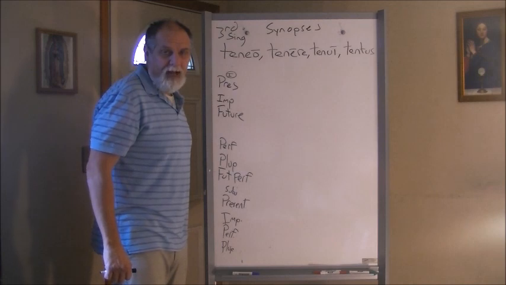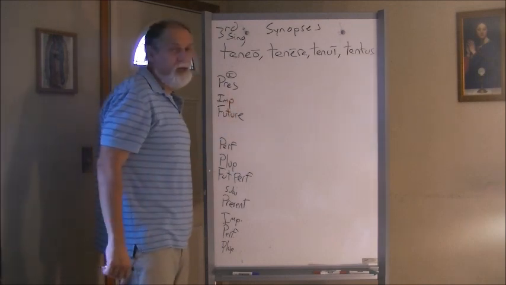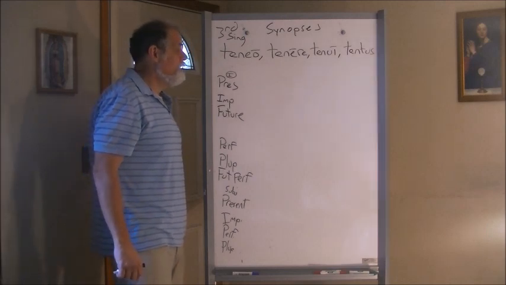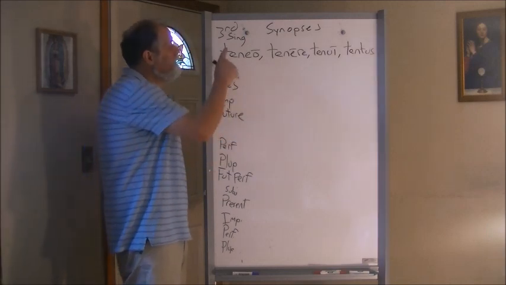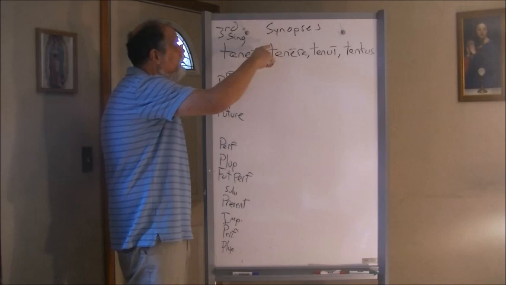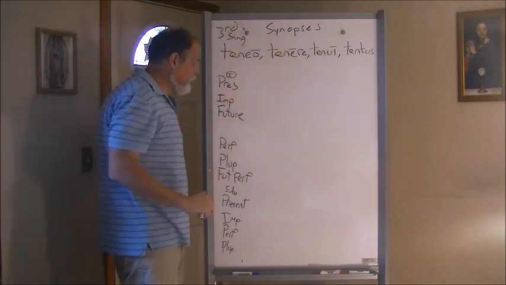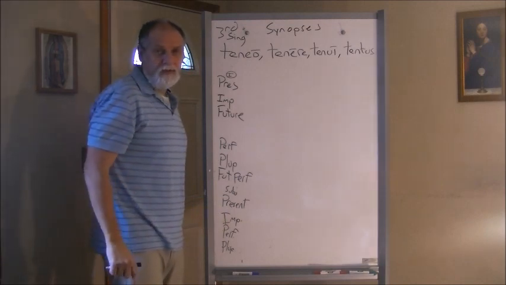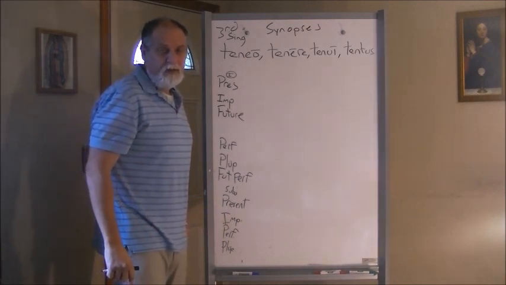Okay guys, welcome back. We're going to continue on with the homework from Tuesday. This is the synopses of teneo, tenere, tenui, tentus with the third singular. We're going to learn something a little bit new when it comes to present subjunctive, but you'll see that when we get there. So remember the process.